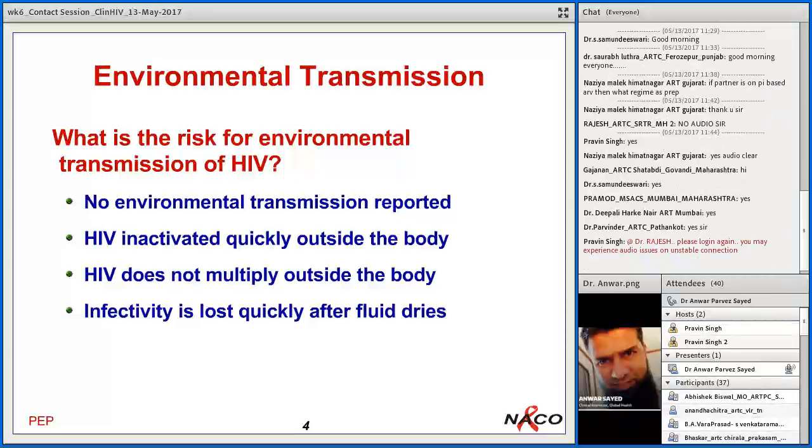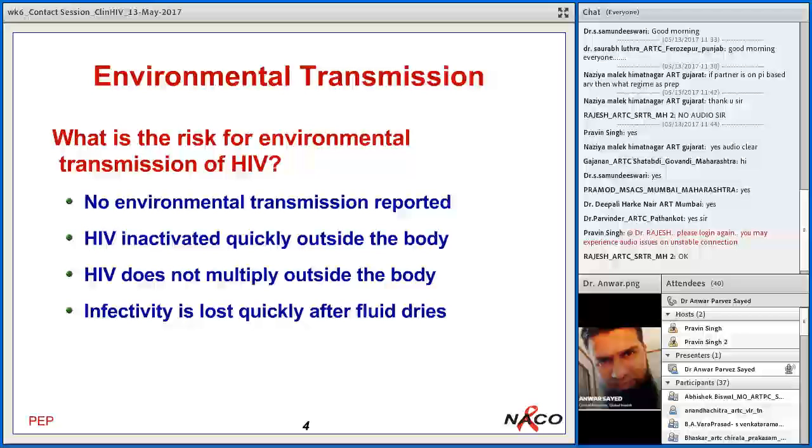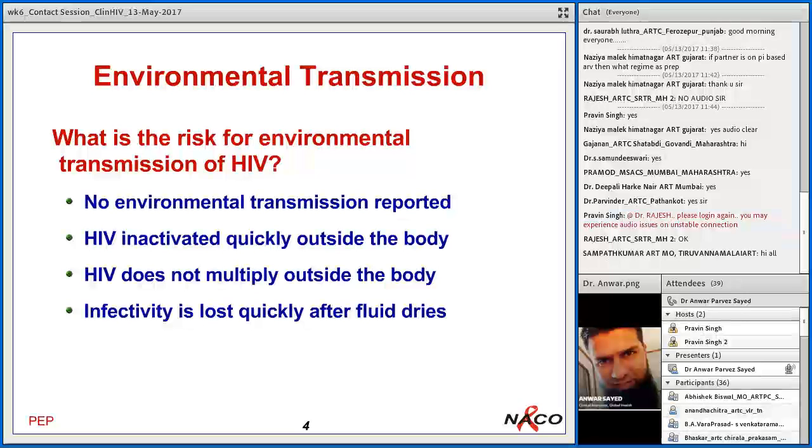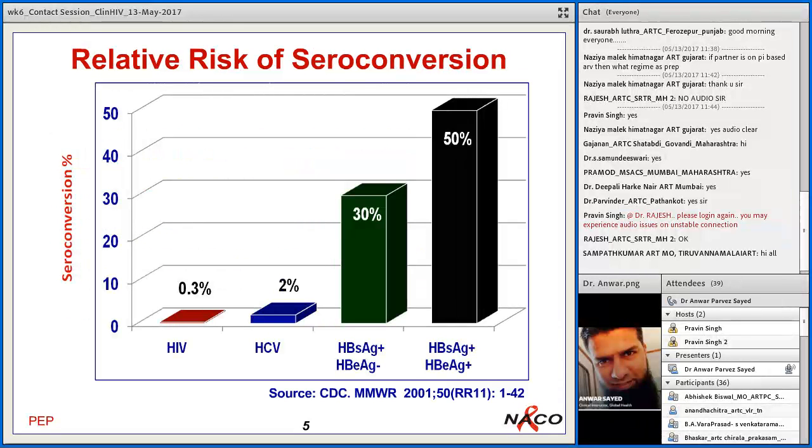Okay, thank you. So about post-exposure prophylaxis, there is no environmental risk of HIV transmission reported. Why this slide is here is because people usually ask what will happen if HIV is outside the body, and most commonly asked is, if a dog bites an HIV positive person and then the same dog bites an HIV negative person, will HIV get transmitted or not? Questions like this will very commonly come to you in your clinical practice.